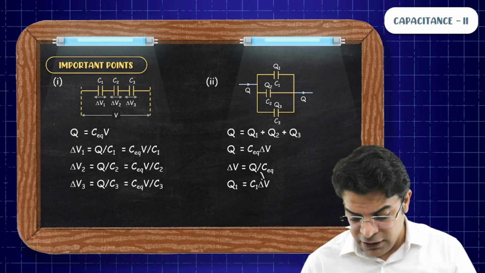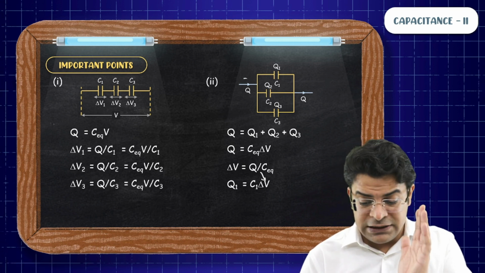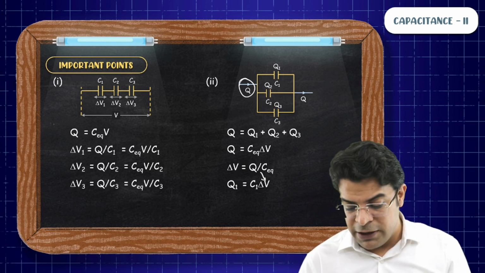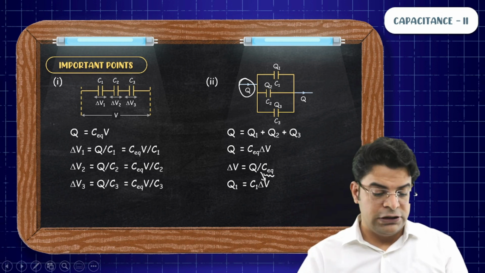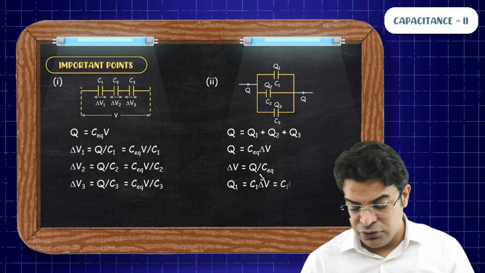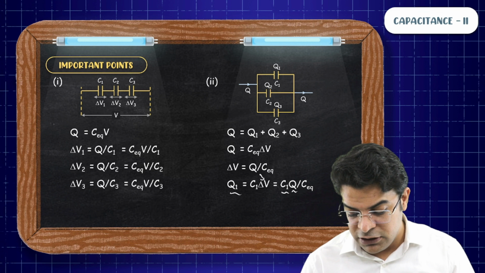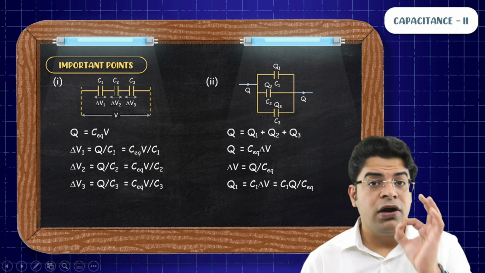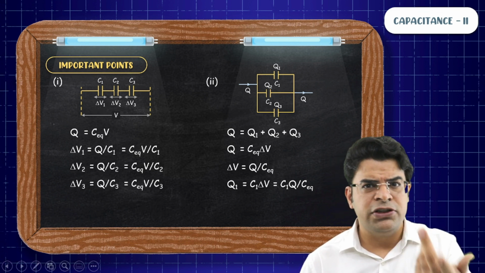In place of delta V, I can write the whole charge entering the parallel combination divided by the C equivalent for the whole system. So in place of delta V, substituting this, we get Q1 equals C1 Q by C equivalent. Now, what is C equivalent in this case? C1 plus C2 plus C3.